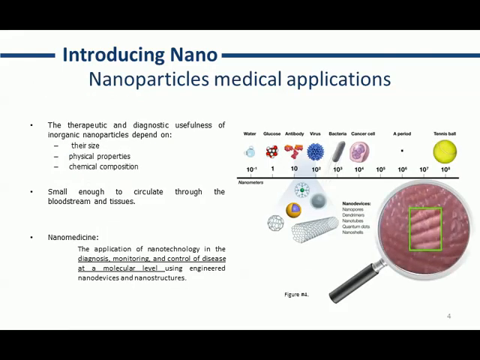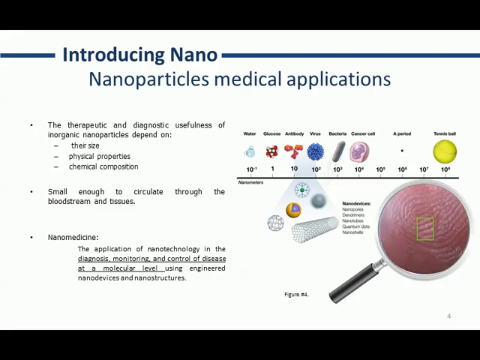But now, what applications could there be in medicine? Nanotechnology can be used in a variety of medical applications, especially when combined with antigen-specific coatings or functional groups on their surfaces. The therapeutic and diagnostic usefulness of inorganic nanoparticles depends on many properties, but mainly on their size, physical properties, or chemical composition. Also, they must be small enough to circulate through the bloodstream and tissues without becoming lodged in capillaries or other microanatomies.